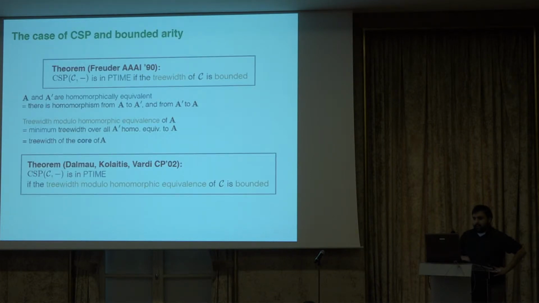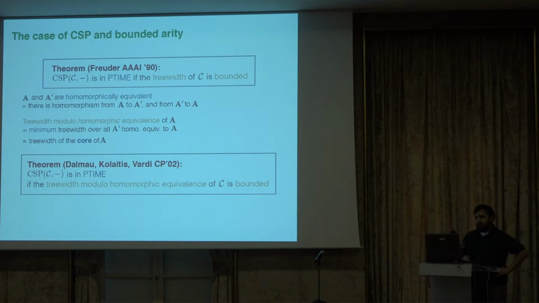One of the first tractable restrictions for CSP is that of bounded treewidth. We have that the CSP of C is in polynomial time if the treewidth of the class is bounded. This was extended later in the following way. We have A and A prime, which are relational structures. We say that they are homomorphically equivalent if we have homomorphisms in both directions. Then we define the treewidth modulo homomorphic equivalence of A to be the minimum treewidth over all A prime that are equivalent to A.